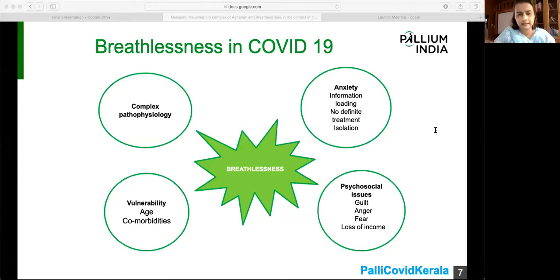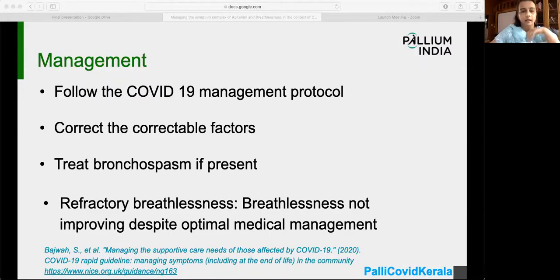So as I said, breathlessness is a complex symptom. And when anxiety is worsened, the symptom of breathlessness worsens. So we can't just look at breathlessness from the cardiac or pulmonary point of view, but we have to connect to all the other features of the disease also. Now, how do we manage?